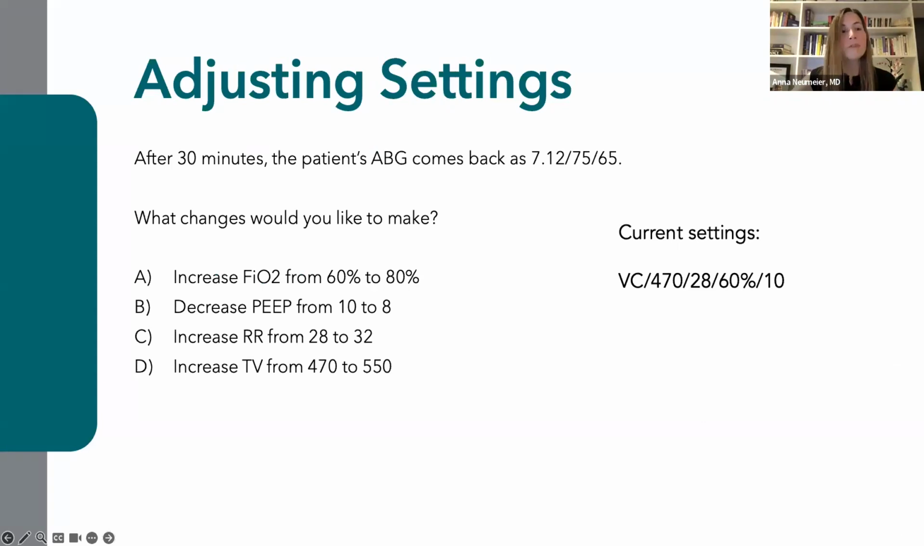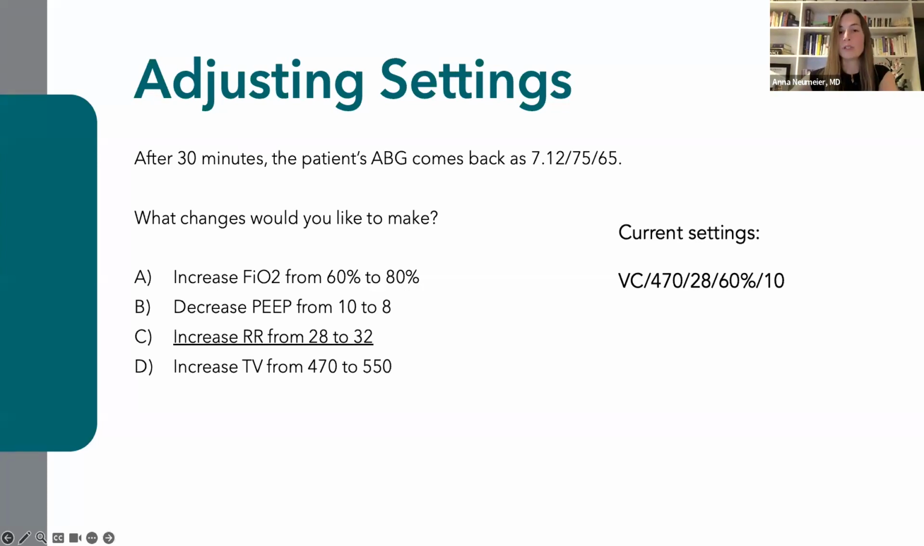Let's move on. After 30 minutes, the patient's ABG comes back with a pH of 7.12, PCO2 of 75, PaO2 of 65. Thinking of the current settings, which are volume control of 470, respiratory rate 28, FiO2 of 60%, PEEP of 10, what changes would you make? Would you A, increase the FiO2 from 60 to 80%, B, decrease the PEEP from 10 to 8, C, increase the respiratory rate from 28 to 32, or D, increase the tidal volume from 470 to 550?